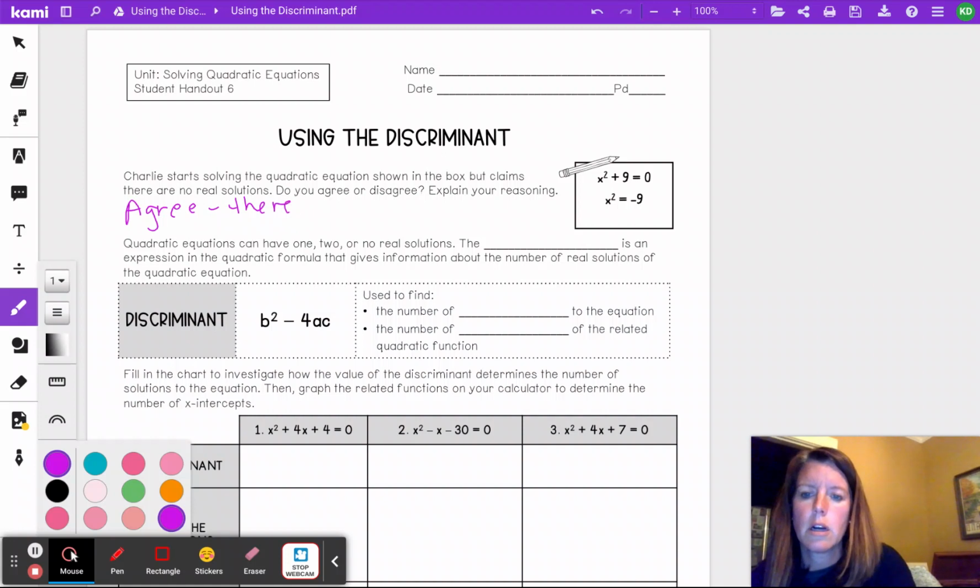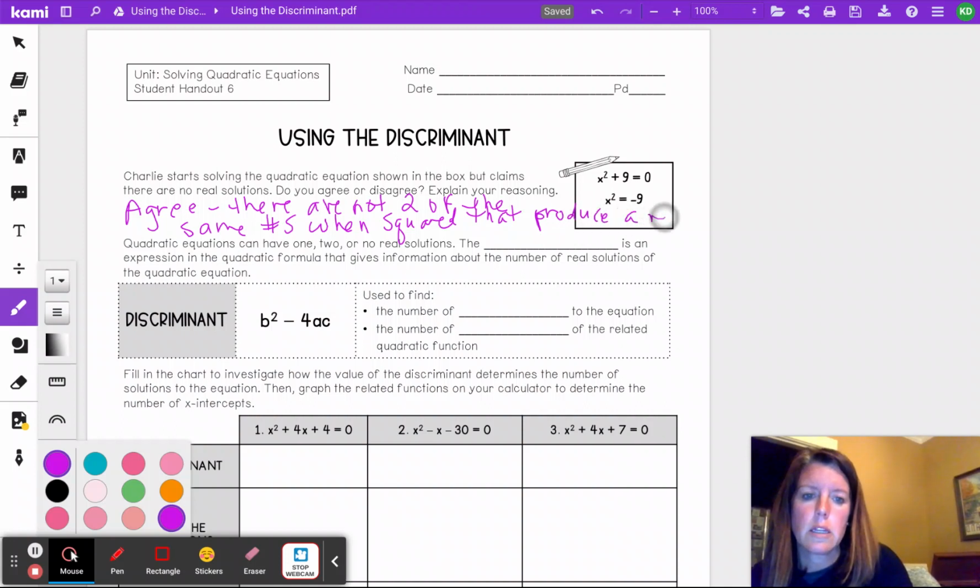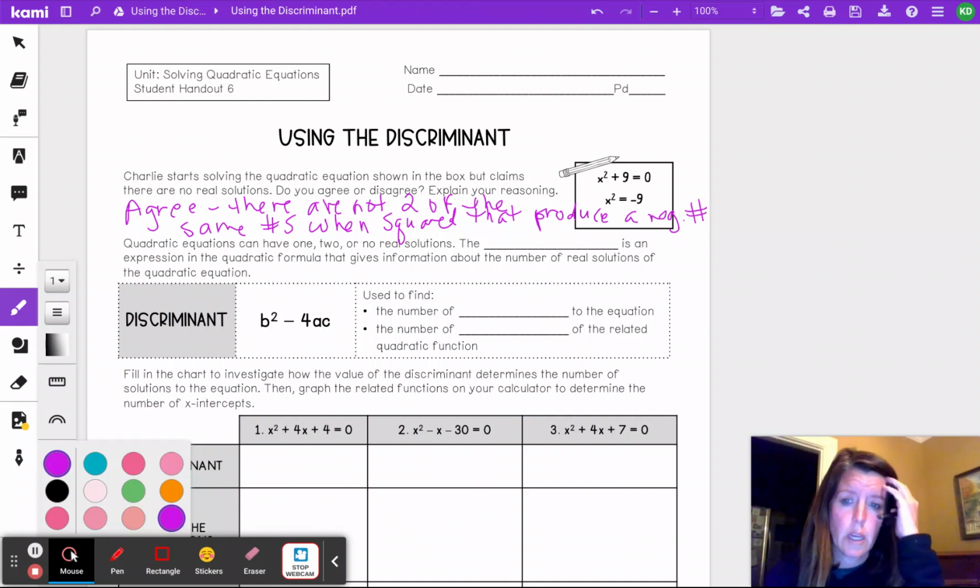There are not two of the same numbers that, when squared, produce a negative number. Sorry, I don't know how to simplify this. Okay.